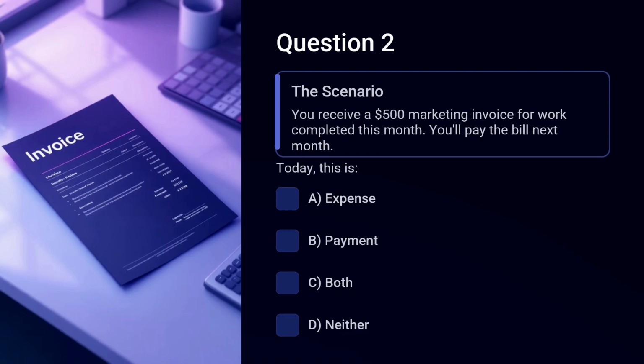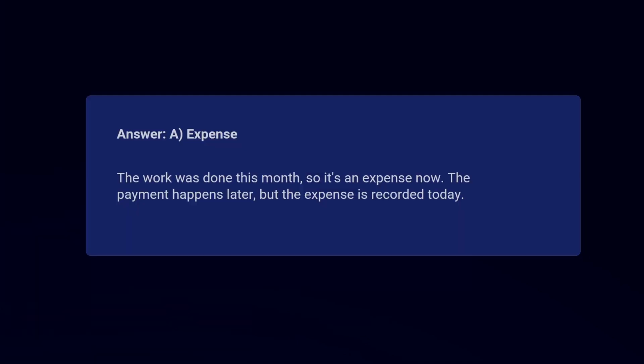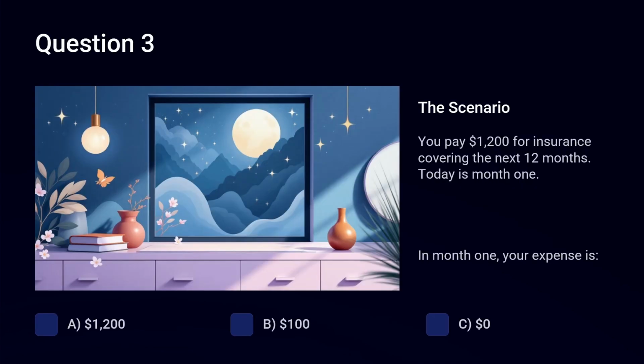Are you ready to see the answer? It's answer A. Expense. The work was done this month, so it's an expense now. The payment happens later, but the expense is recorded today. Did you get it right? Let's move to the third question.